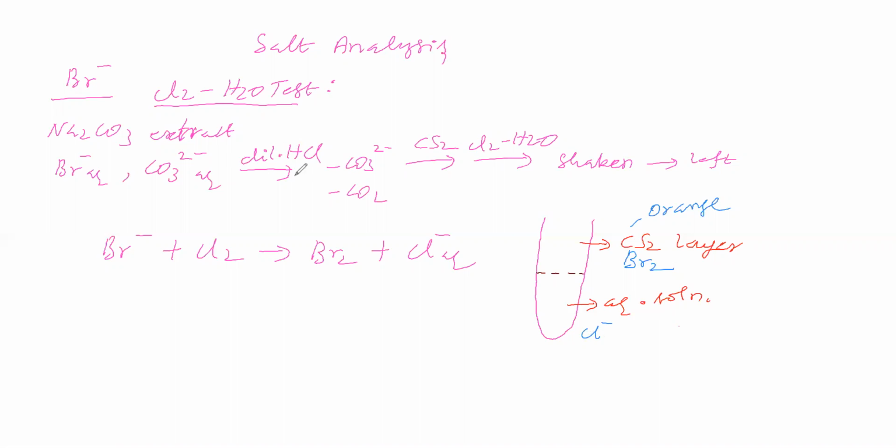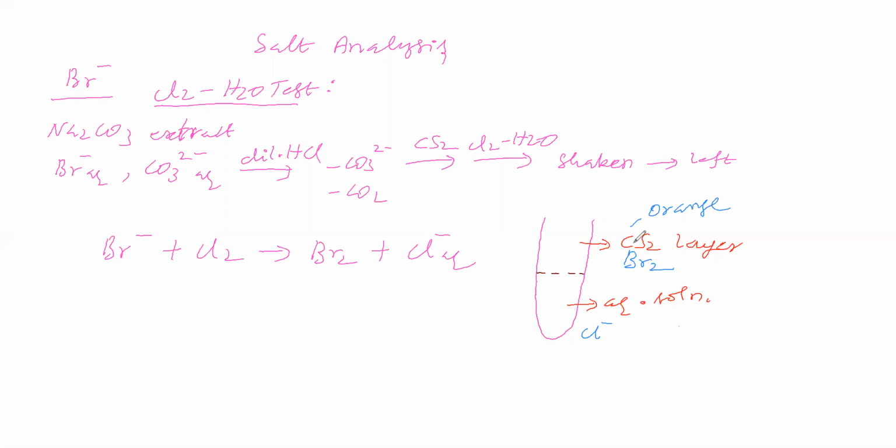So here we are adding dilute HCl. In dilute HCl, Cl minus is there. This Cl minus will go to the aqueous solution. It will not go to the CS2 layer. Therefore, it will not affect. Anyhow, Cl minus is colorless. It is in the aqueous solution. So adding HCl removes carbonate and also does not affect the bromine.